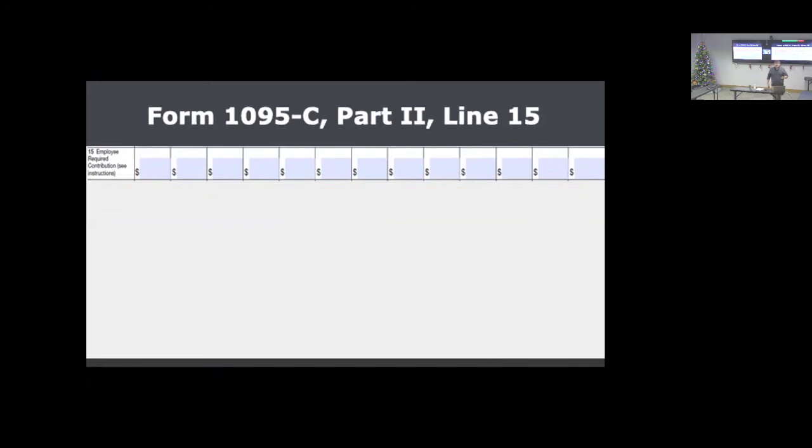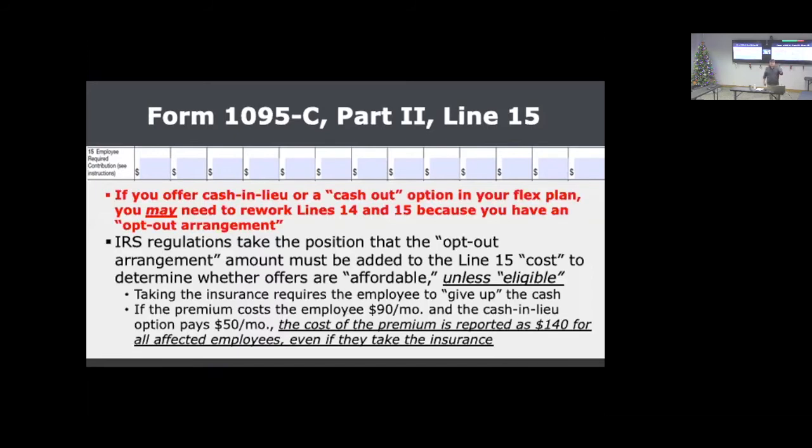But the IRS takes the position that if you charge somebody cash in lieu and they have to decide between taking your insurance or taking the cash, they're giving up the cash amount to take your insurance, which means their actual cost is both, right? If I have to pay $90 for the insurance, but I could get a cash in lieu amount of $50, but I need the insurance, the government thinks that's actually a $140 a month cost. Because not only do they have to pay the 90, they're giving up the 50.